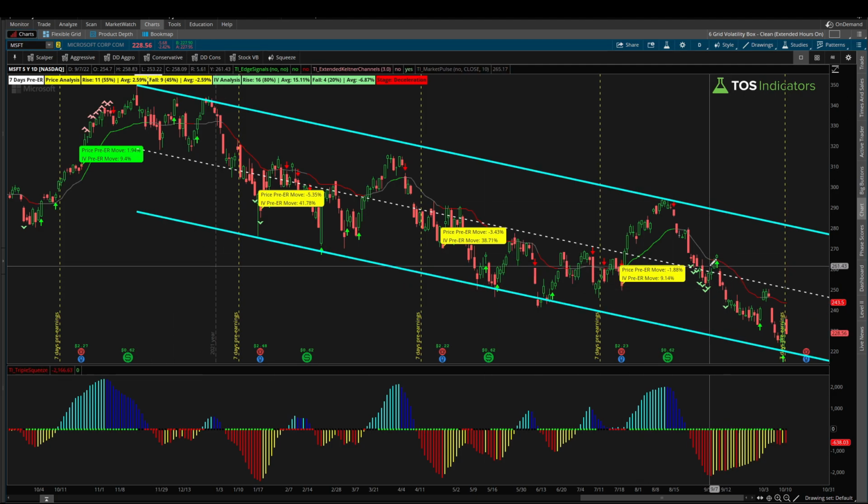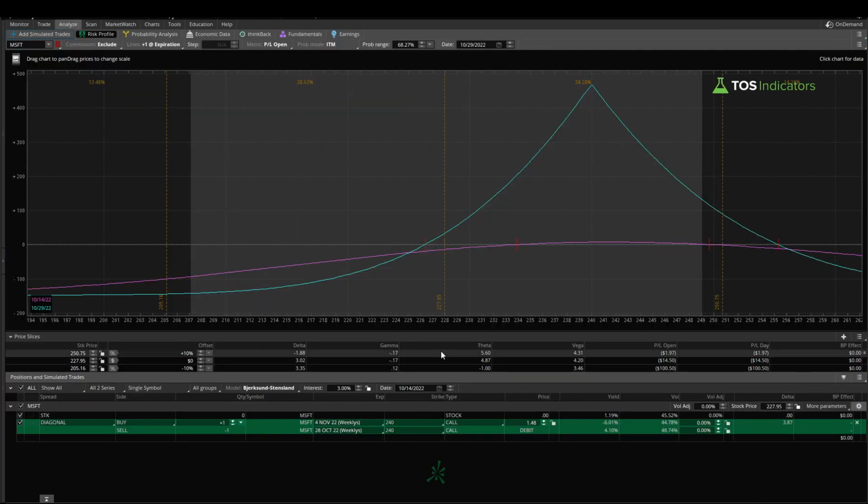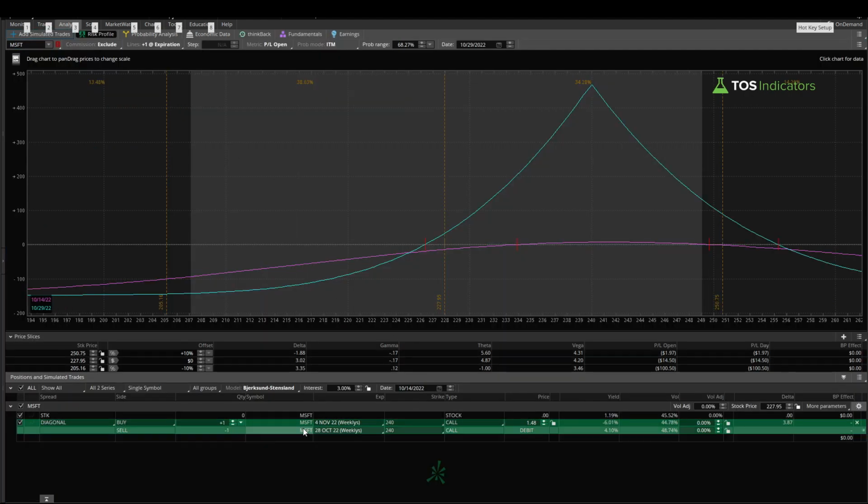Now let's bring all of this together with an options trade idea. I've already crafted it inside of the Analyze tab. The overall notion here is to buy a long call, and this is a larger or longer dated expiration series.